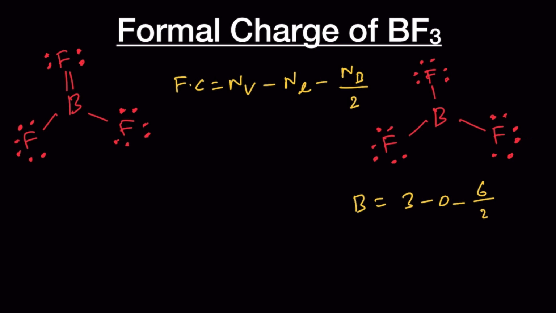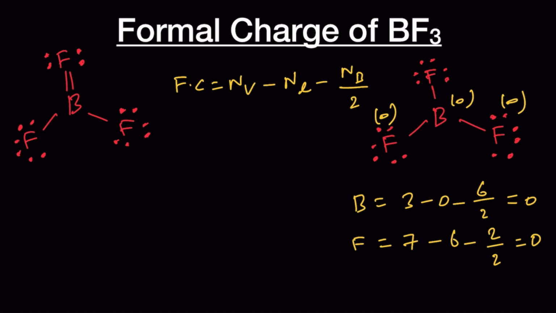So this means that the formal charge for boron will be 0 here, and for each fluorine atom it would be 7 minus, because we have 7 valence electrons in fluorine and each one has 3 lone pairs, that means 6 here, minus it has 1 bond pair and therefore 2 by 2. So this means for fluorine atom also it will be 0. So all the fluorine atoms, the formal charge is 0.